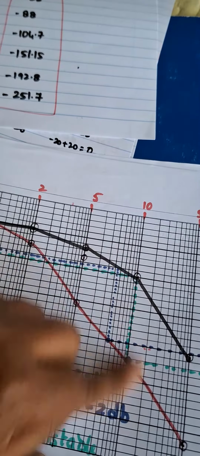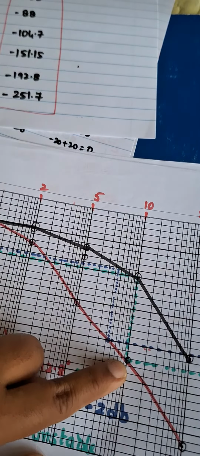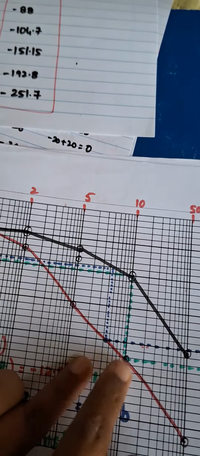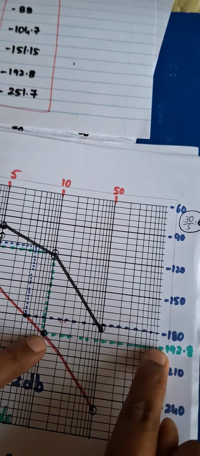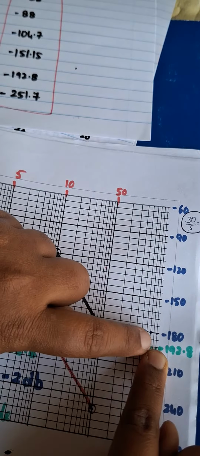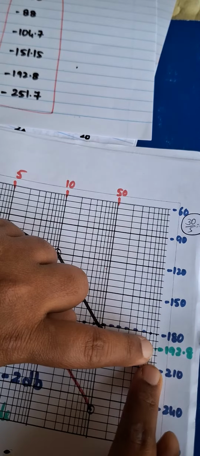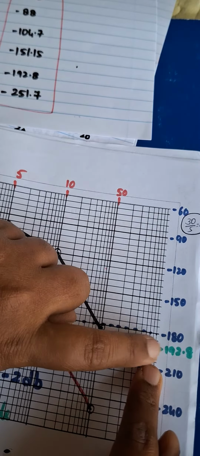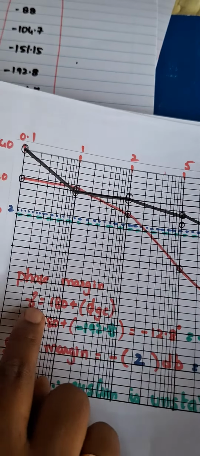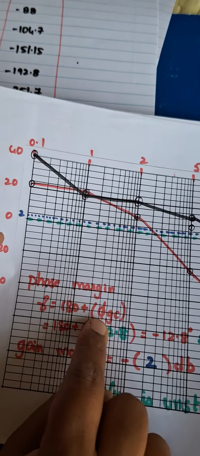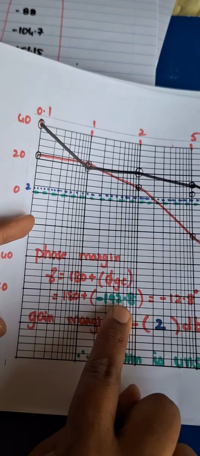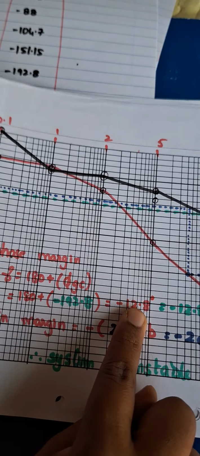Now I kept the scale in a horizontal position. Now when I check, it is touching the phase plot here. So what is that value? It is here, this is 186, then 192. Okay, so I wrote it as 192. So what is phase margin? 180 plus the value you got. I got minus 192, so I wrote 180 plus minus 192, which is minus 12.8.